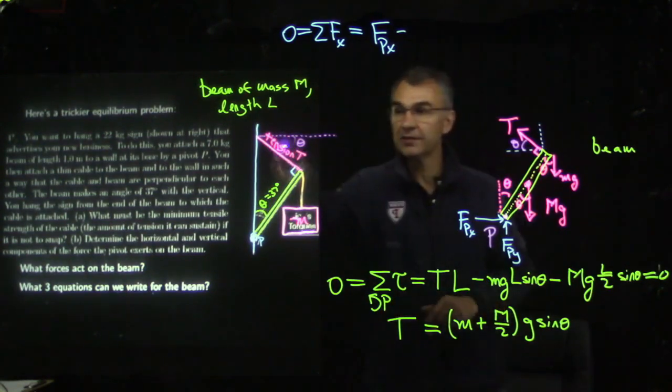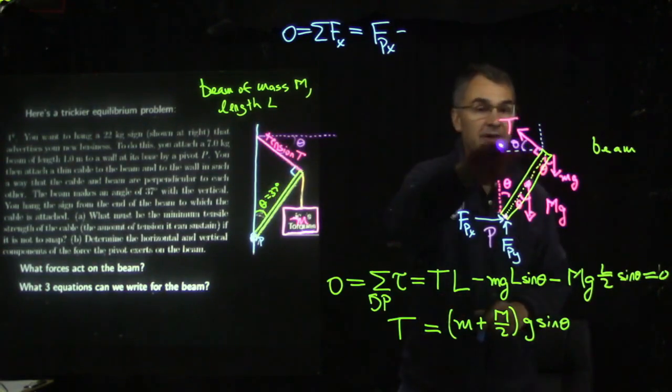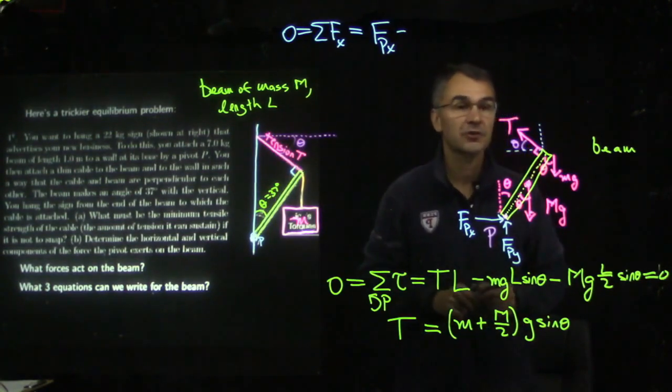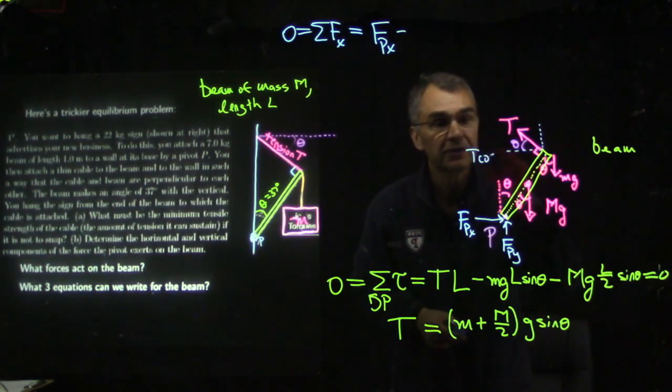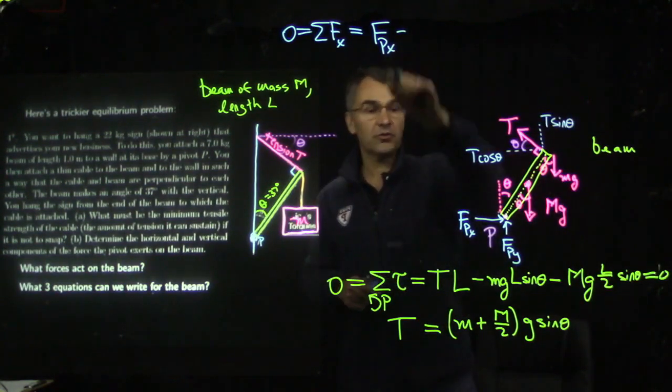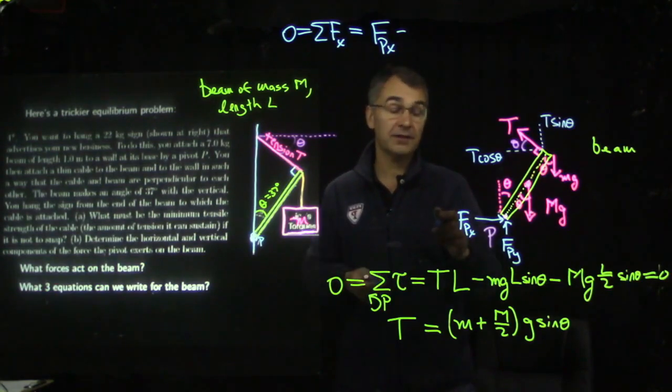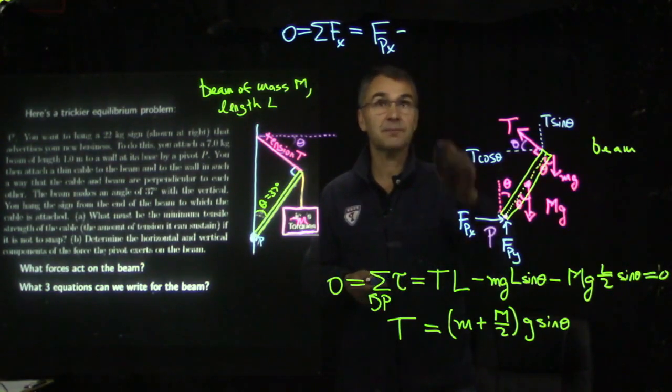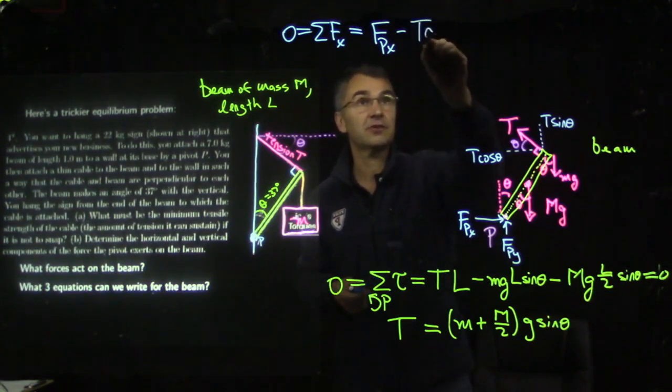So I claim that this angle of the cable down from the horizontal is the same theta. Therefore, this angle on this diagram is theta. So the tension is at an angle theta from the horizontal. So the horizontal component would be T cosine theta, and the vertical component would be T sine theta. So it seems as if the horizontal force to the right, well, we've assumed it's to the right. If it's to the left, we'll get a negative answer. The horizontal force to the right exerted by the pivot on the beam minus the horizontal component of tension, which we've drawn to the left.